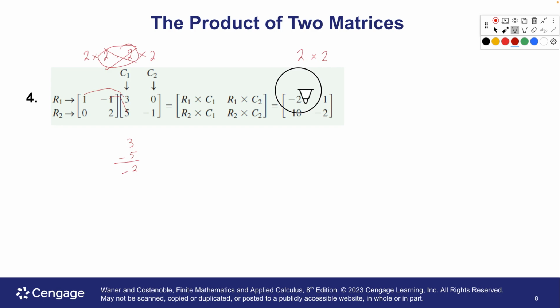Now that's going to be the first row, first column. For the second row, first column, we're going to take 0 times 3 and 2 times 5. So that's second row, first column.